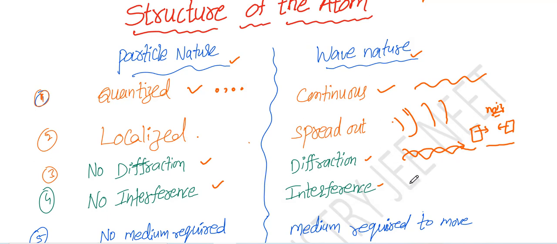Diffraction is, suppose one slit is there. If the particle nature were true, the light would move straight only. But you are able to see that light also appears in this area, because after coming from the slit, it will spread like this. So these things can be explained only by wave nature. These could not be explained by particle nature.